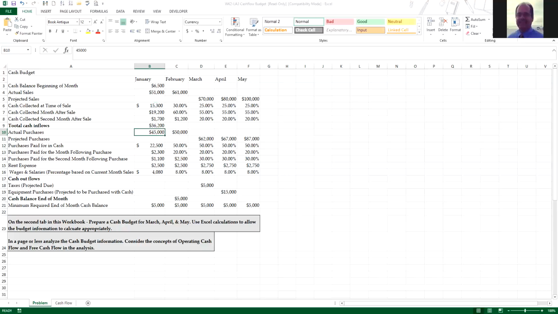Now we need to figure out total cash outflows. Well, we need to add up the outflows to arrive at that figure. So we have equal sum, okay. So the total outflow was 32,480. Okay, let me enter.